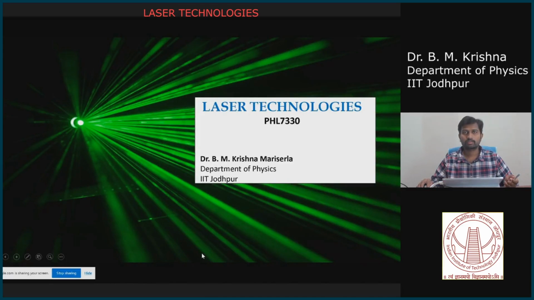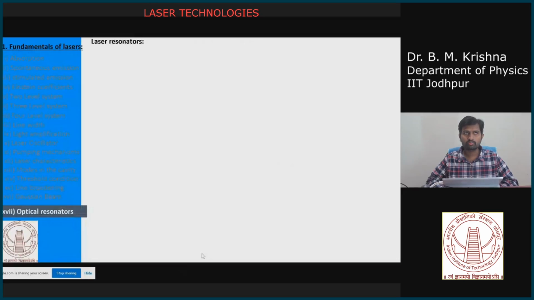So in the previous classes we have discussed the Gaussian beam, its properties, and what the parameters in the Gaussian beams are. We discussed the complete picture of the Gaussian beams. So today we are going to discuss optical resonators, which you can also call laser resonators or cavities.